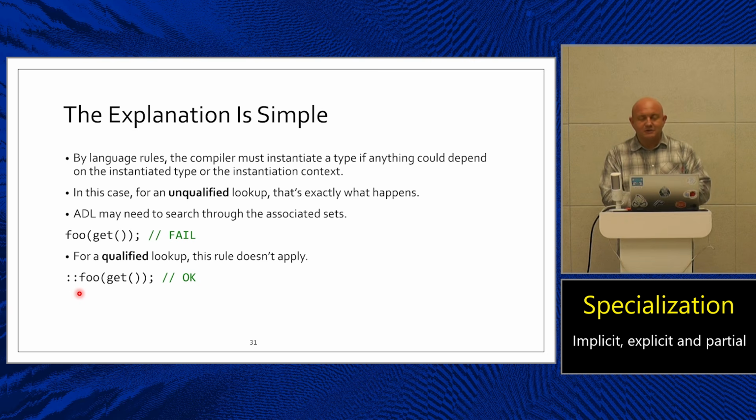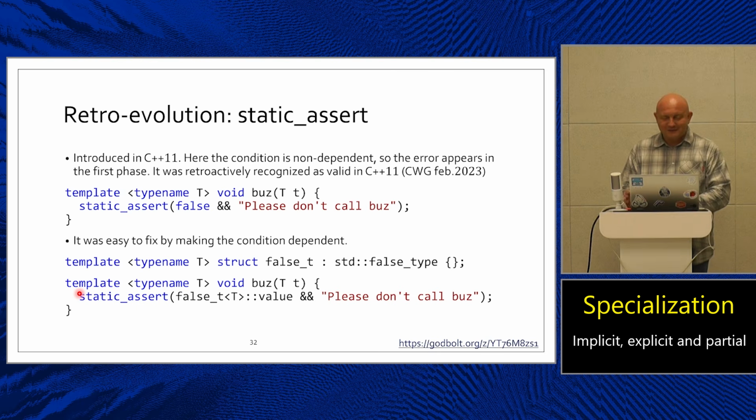No instantiation is required, so the code compiles, which has fascinating consequences. Sometimes being explicit with qualified lookup can avoid forcing template instantiation that would otherwise fail. I think it's mind-blowing.